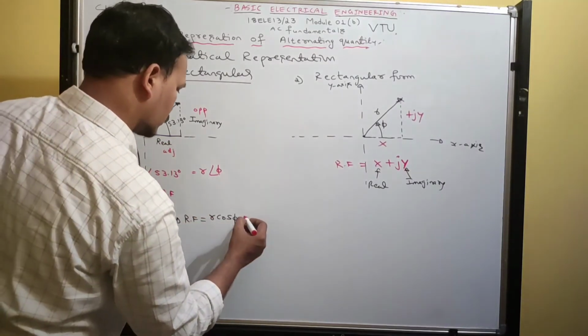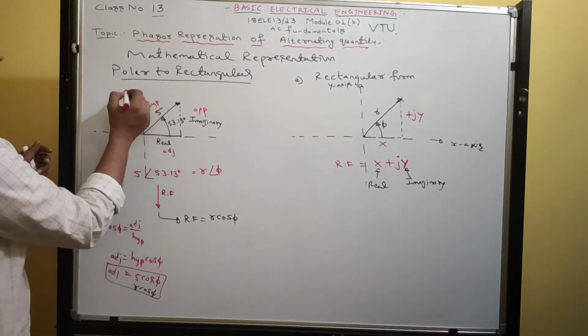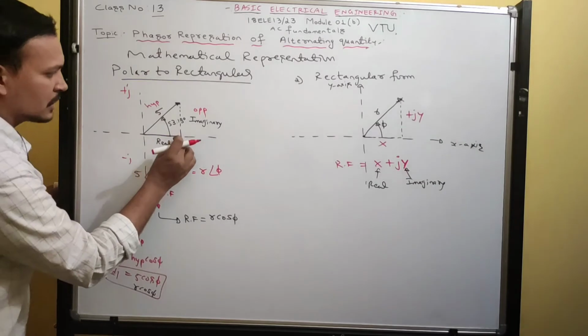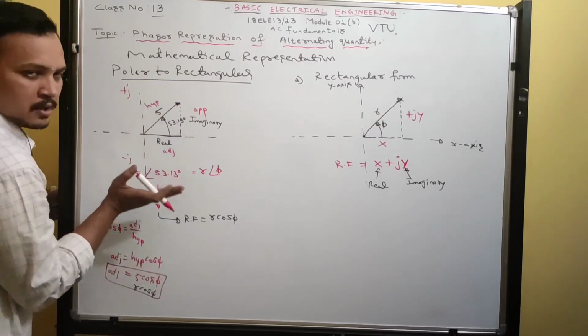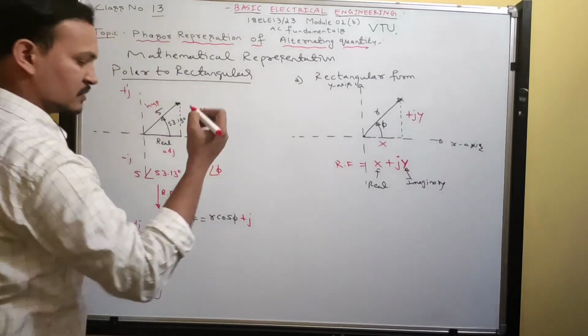Then you should write plus j. Why have I written plus j? See the y-axis: this is the plus j axis and this one is the minus j axis. This vertical line is on the plus j, positive imaginary axis. So that's why I am writing plus j.